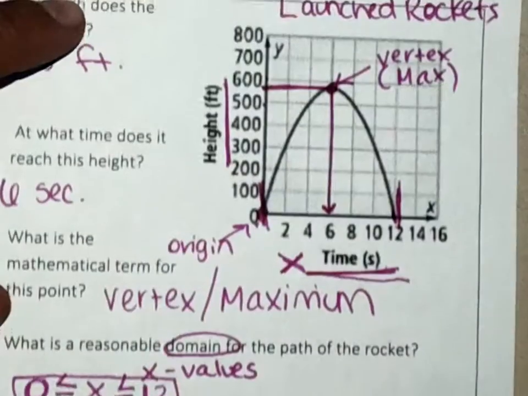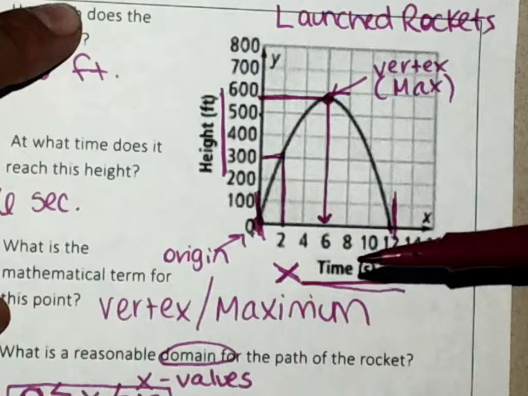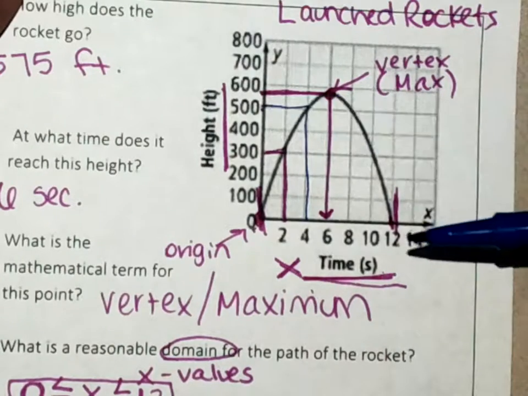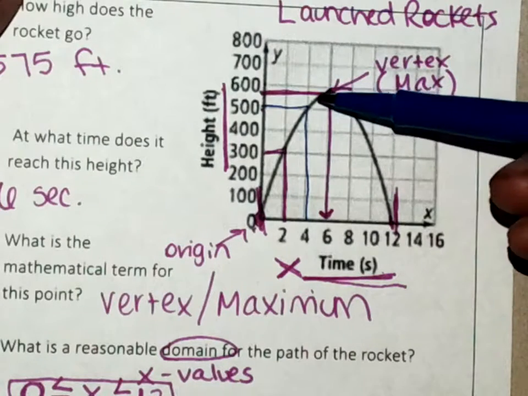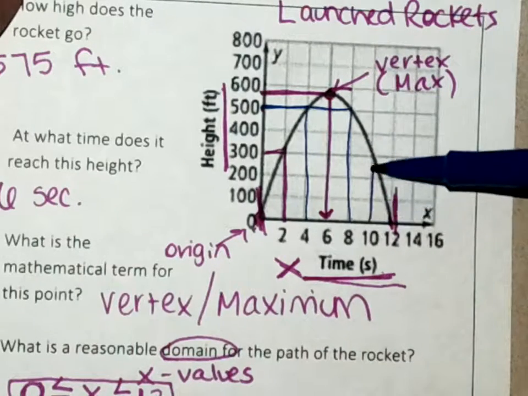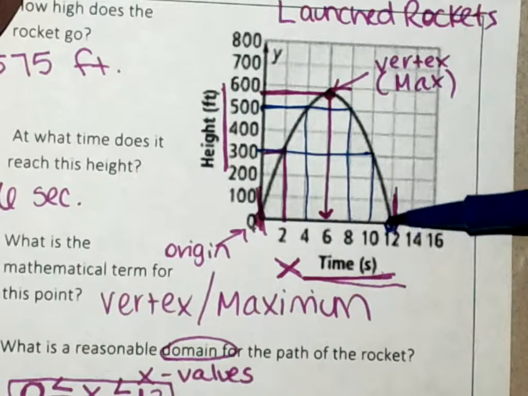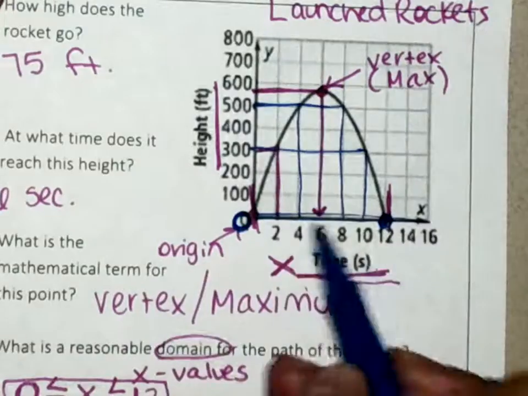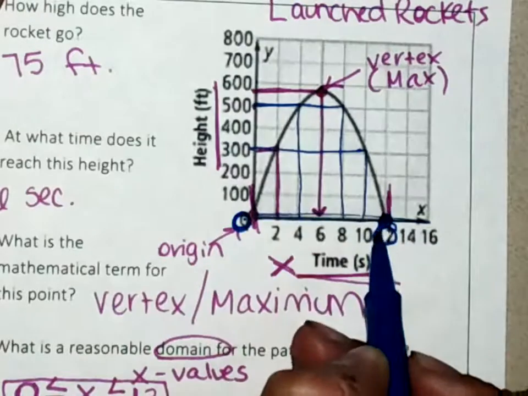So if we go back up to our graph, we could see that at 2 seconds, the rocket is at 300 feet. At 4 seconds, the rocket is at 500 feet. At 6 seconds, we already know that it's reached its maximum of, what did we say, 575-ish feet. At 8 seconds, it's now back to 500 feet. And at 10 seconds, it's back to 300 feet. And at 12 seconds, it's back down to the ground because it's lining up with 0. So at 12 seconds, the rocket is at 0 feet. If it's at 0 feet, that means it's back on the ground.